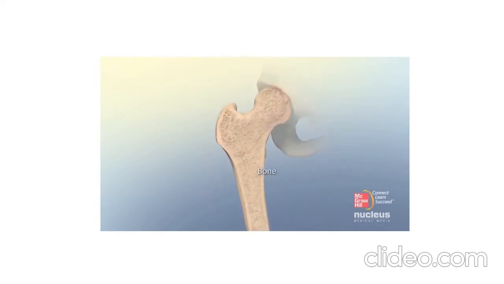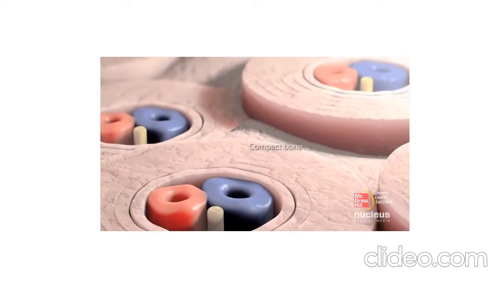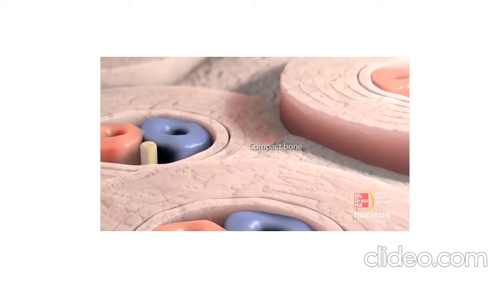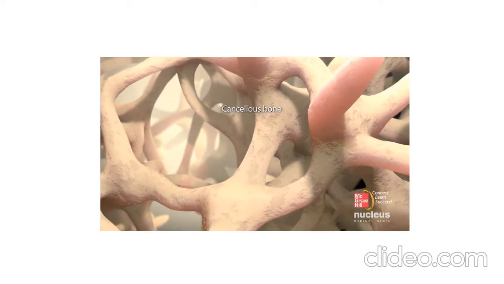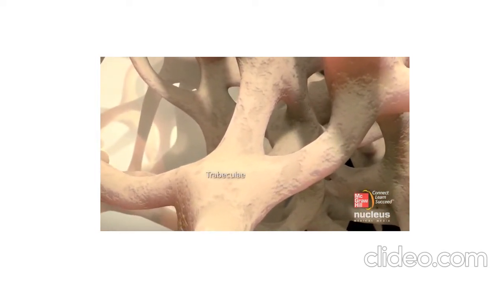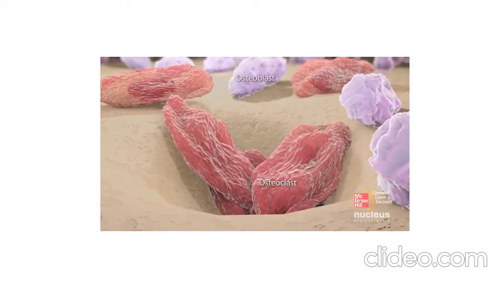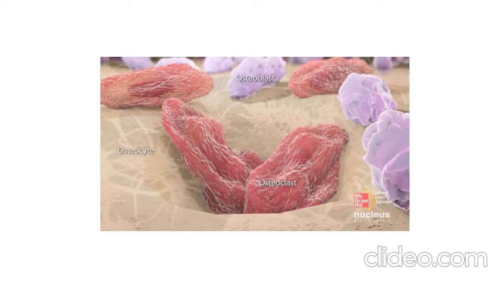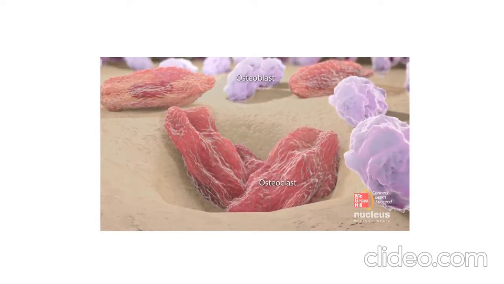Bone consists of a dense, compact layer and a spongy, cancellous structure. While compact bone forms an organized outer shell, cancellous bone consists of thin, interlocking plates called trabeculae. Osteoblasts and osteoclasts are the osteocytes, or bone cells, that make up bone tissue.